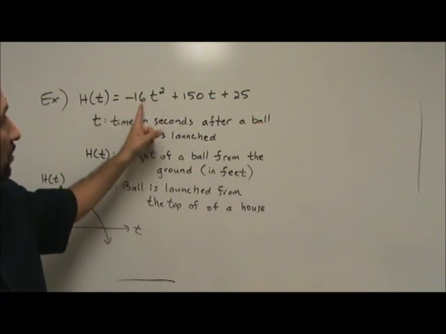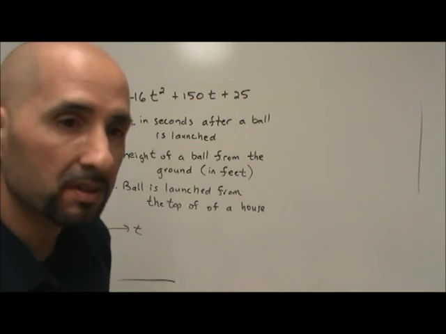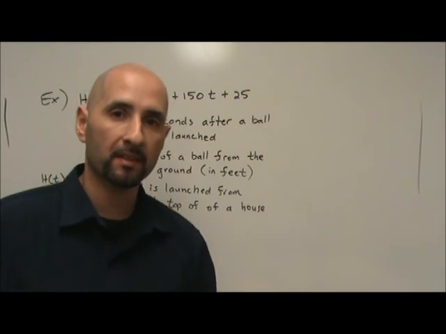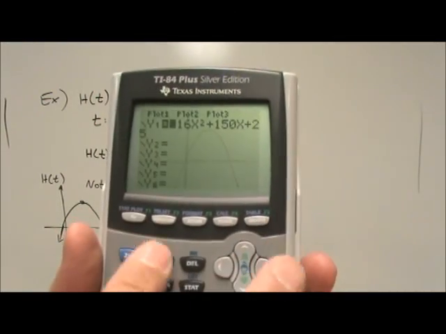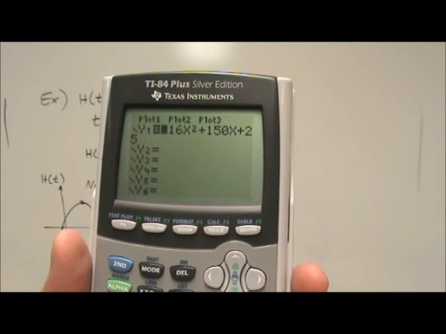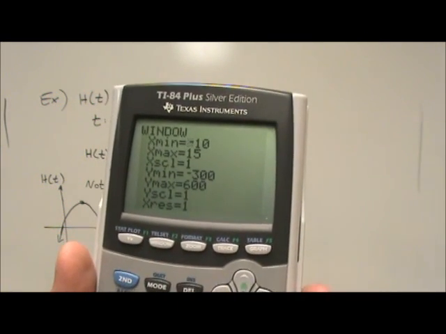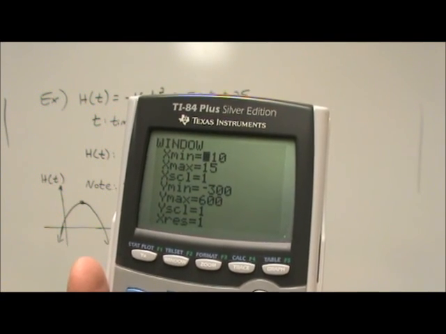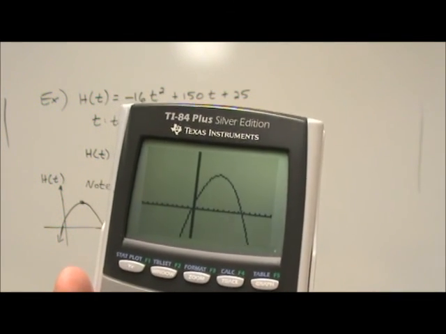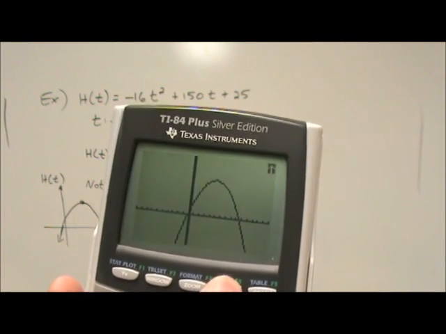So let's put this into y1 and then go to second trace or calc and then to the maximum feature. Here's how we do that. So we put that into our calculator. I'm using these windows from negative 10 to 15 by negative 300 to 600. So let's graph that. And we'll do second trace or calc.